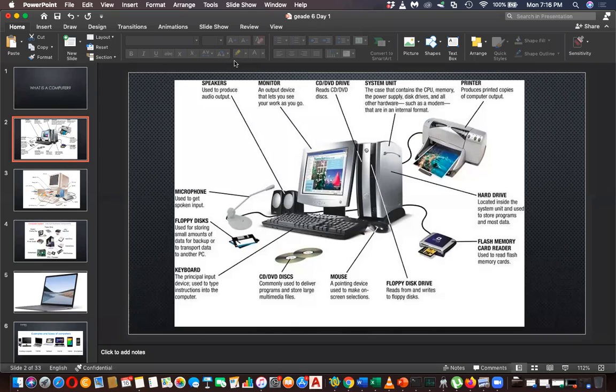No one is answering. Okay, that is memory. Where these currently executing programs are stored, that is called memory.